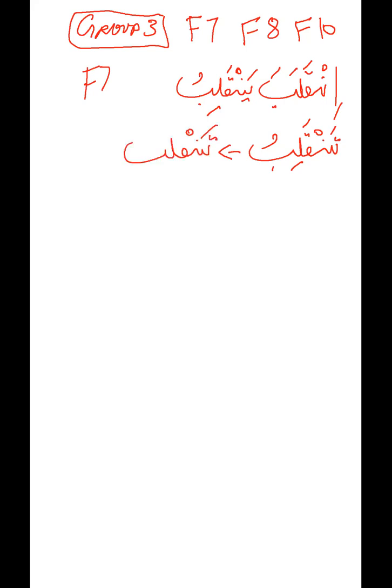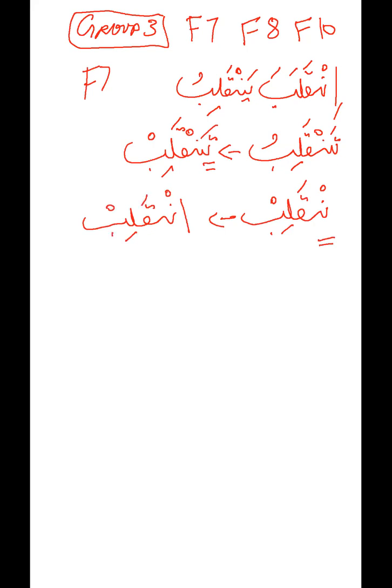Yes, Tanqalib. Then what do we do? Drop that and put a helper alif with a kasra. Qalib, we cannot read this, so we have to take the help of the helper alif. What will be the haraka? Kasra. So, in qalaba, yanqalibu, inqalibu.